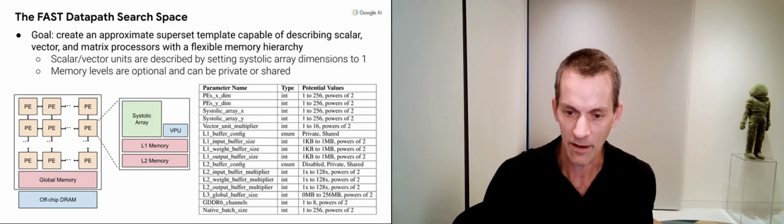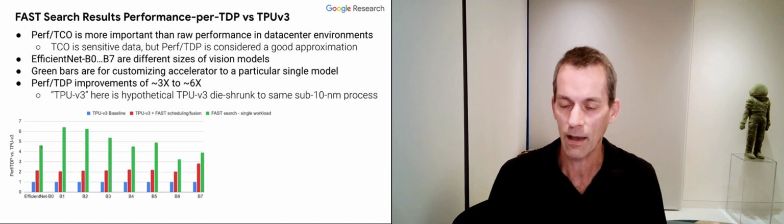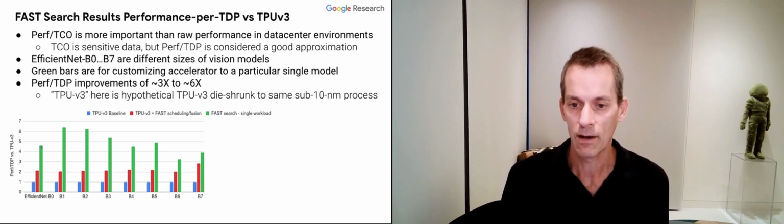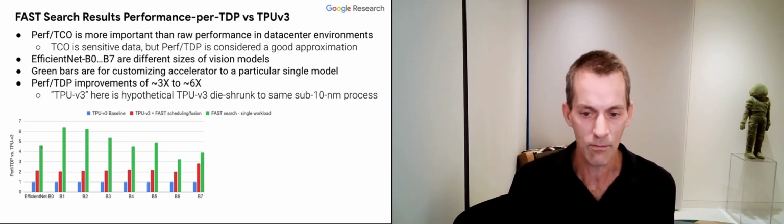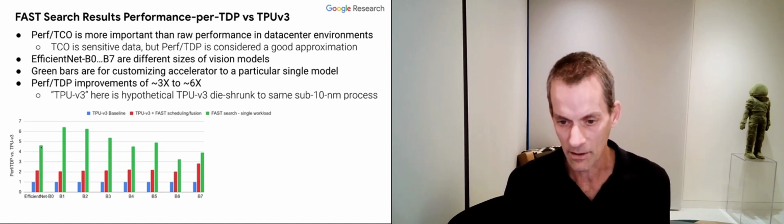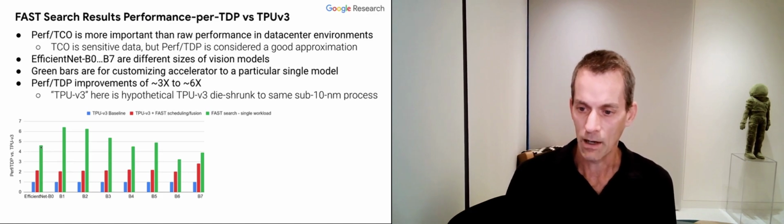And there you see some of the kinds of things that are in the search space. It's things like how wide and how high should you make your matrix multiply unit? How big should the vector unit size be? How much cache memory of various kinds should you have? How many DDR channels should you have to memory? And so on.